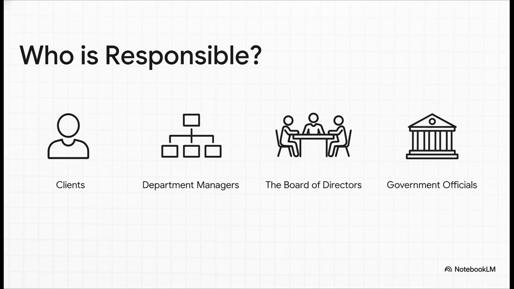For a departmental budget, that's probably the department manager. For the whole company, it's the board of directors. The critical thing here is that ownership is crystal clear. There are no gray areas.